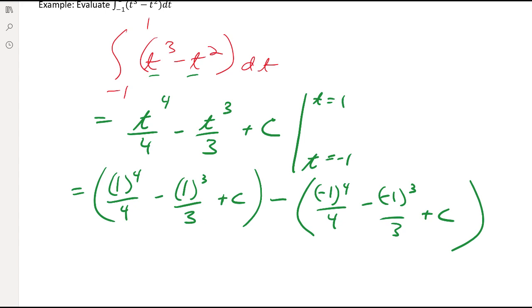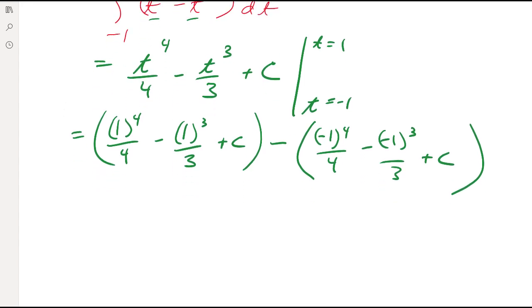All right, let's just work this out. 1 to the fourth is 1, and 1 over 4 is 1/4. So we have 1/4 minus 1/3 plus c. Let's be careful here. Let's take our time. Minus the quantity: a negative 1 to the fourth is a positive 1, so that's a positive 1/4.